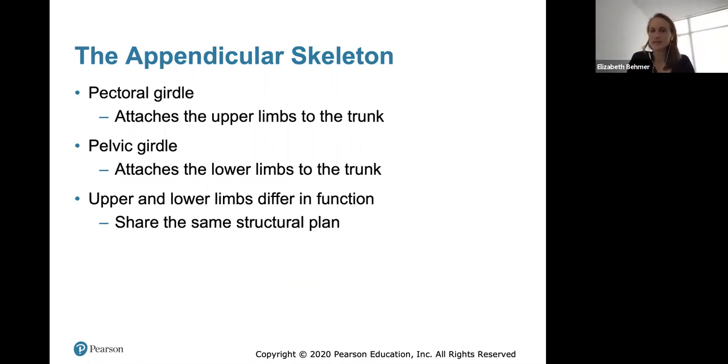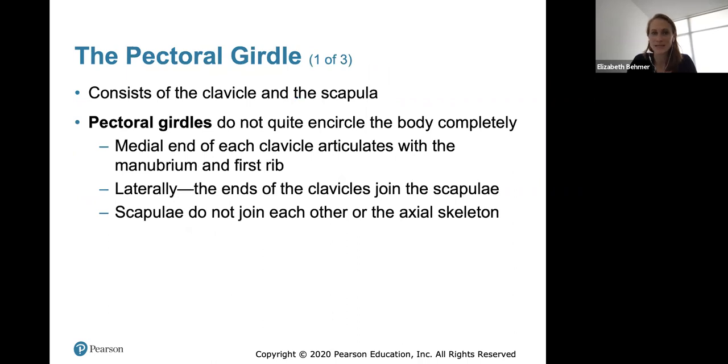Use this PowerPoint to study for your lab exam as well, and I will try to go through some of the specifics of the bone markings that you guys should know. So in the appendicular skeleton, we have the pectoral girdle and the pelvic girdle. The pectoral girdle attaches the upper limbs to the trunk, and the pelvic girdle attaches the lower limbs to the trunk. The upper and lower limbs differ in function, obviously, but they share the same structural plan, as we'll see.